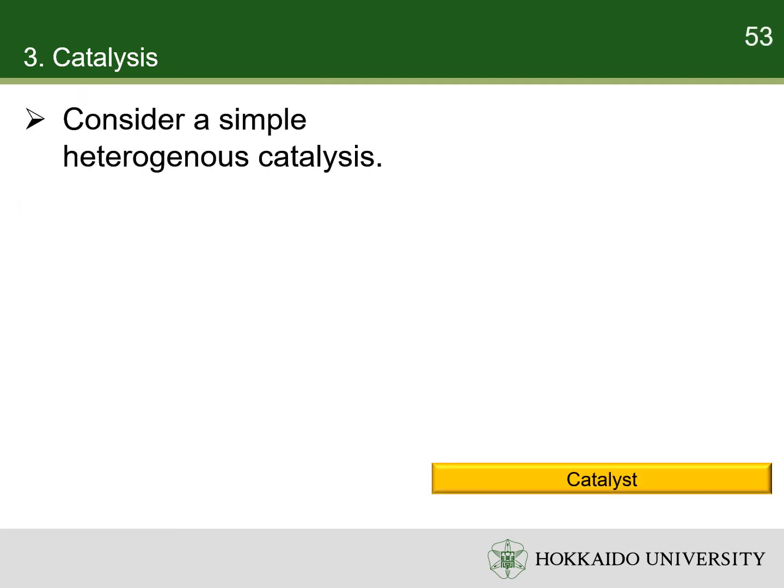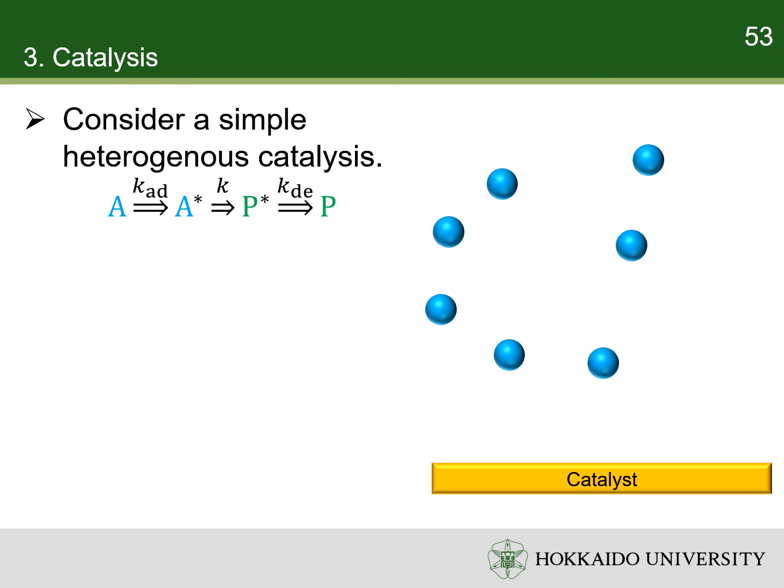Some characteristics of heterogeneous catalysis can be discussed with the Langmuir adsorption model. For example, consider a simple reaction. The reactant is in gas phase. It adsorbs on a catalyst surface and converts to the product. The product then desorbs from the catalyst surface. For simplicity, suppose all the steps are first order.